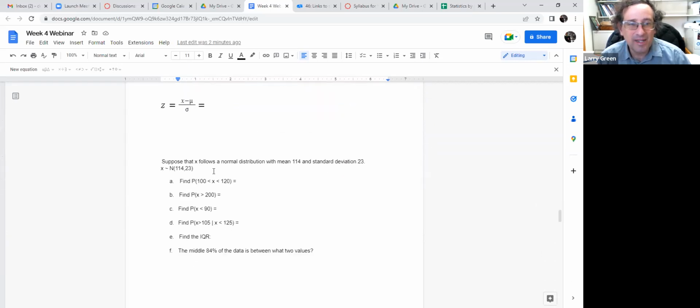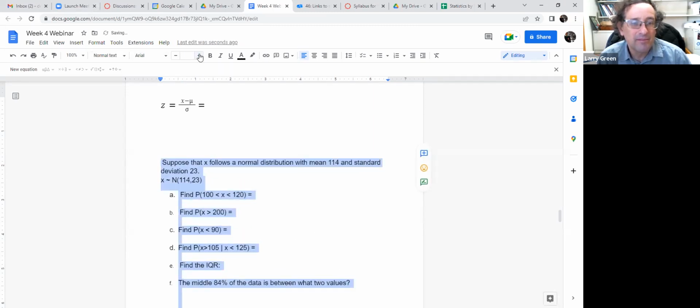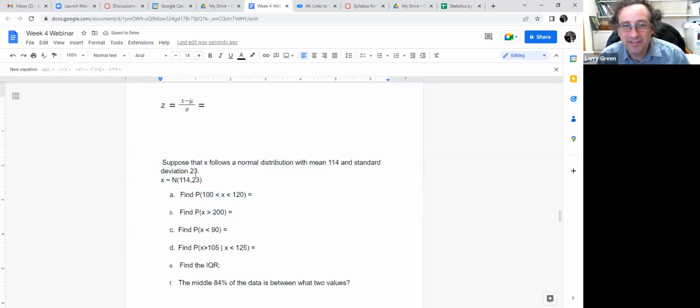Okay, so now comes the next one. Let's suppose now we don't have a standard normal distribution. Now we have just a general normal distribution. And let's suppose the mean is 114. Let's make this bigger so you can see it. Let's say the mean is 114 and the standard deviation is 23. So it's not standard anymore.